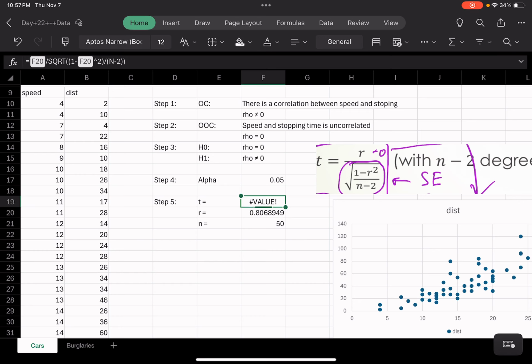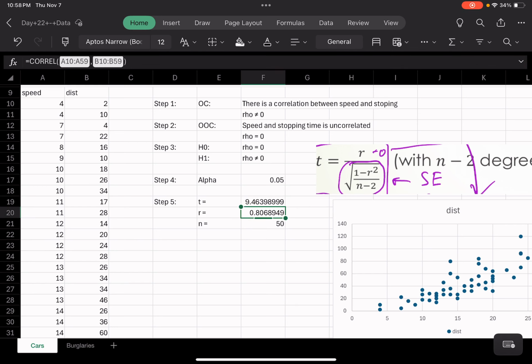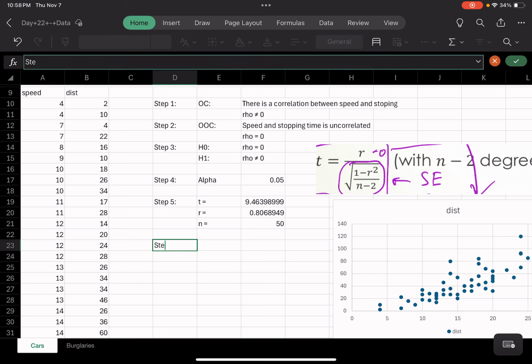Okay, it doesn't like that. What doesn't it like? 1 minus n, oh, n. Well, what is n? There. All right, I'm satisfied. Equals 9. I think we know what we're going to do there. What are we going to do there? Well, that's probably going to reject the null.